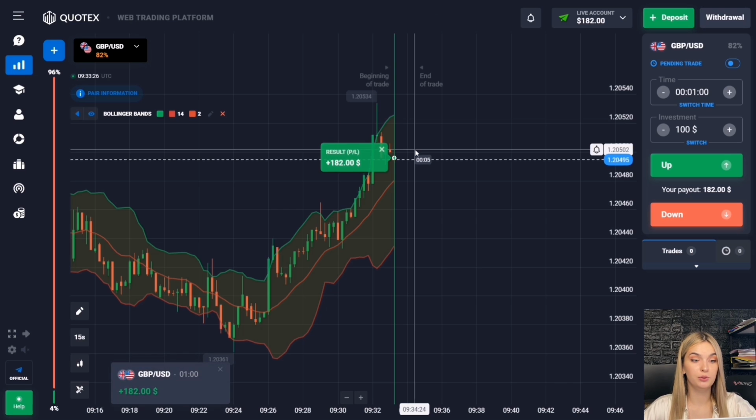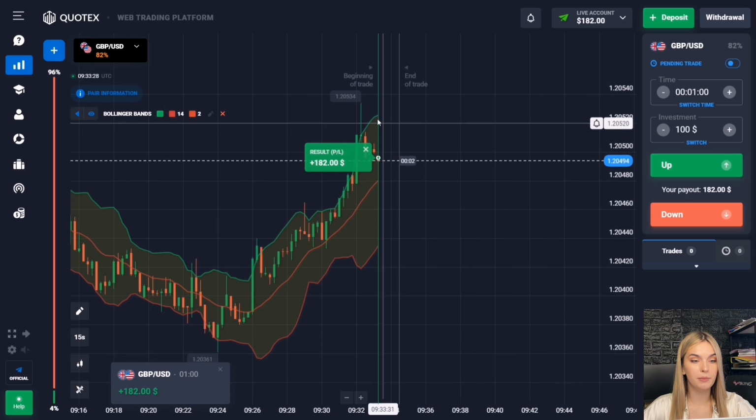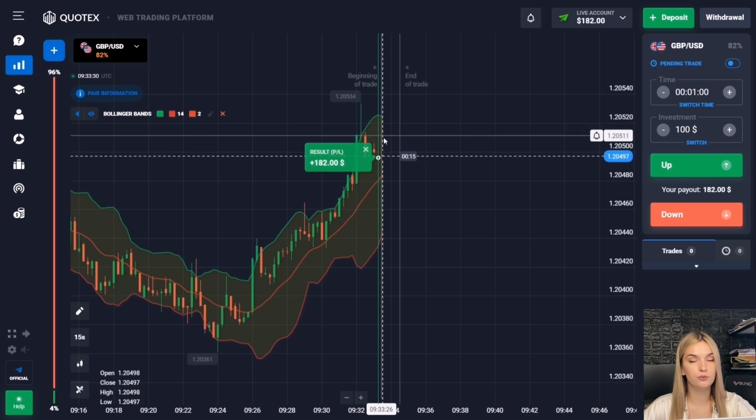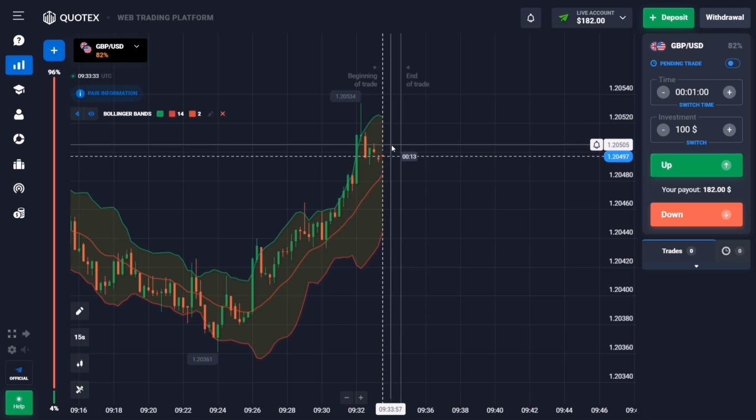Wow, that's quite good guys. Indeed, there was a pullback down. We are making a profit here. Let's continue. Let's look for a similar situation in the market.